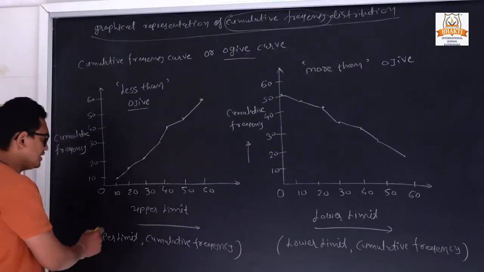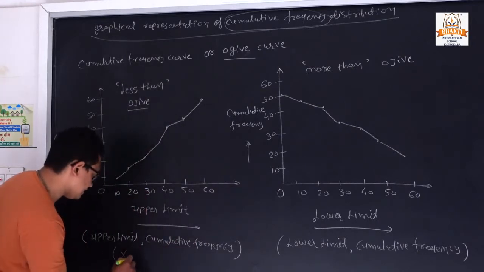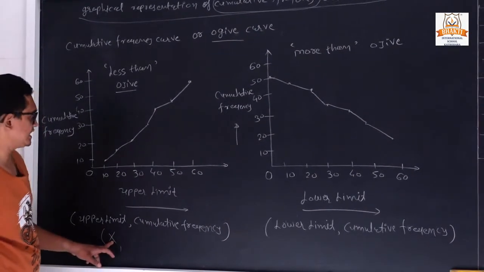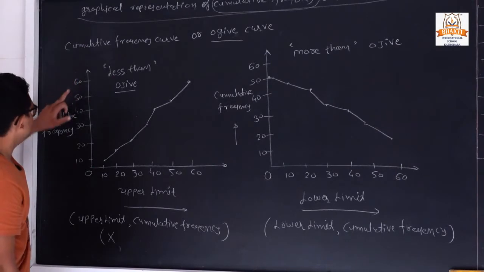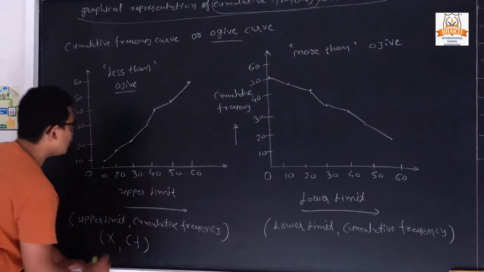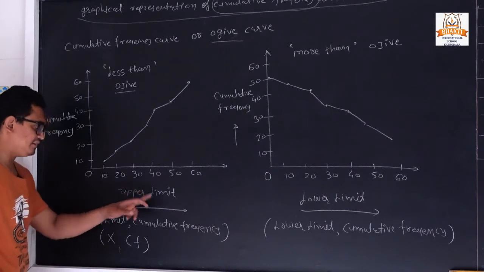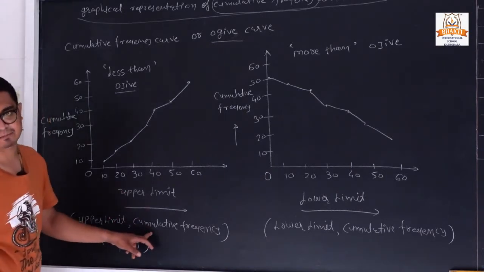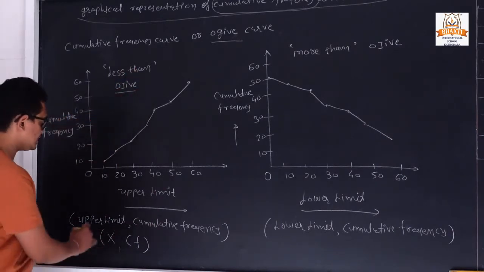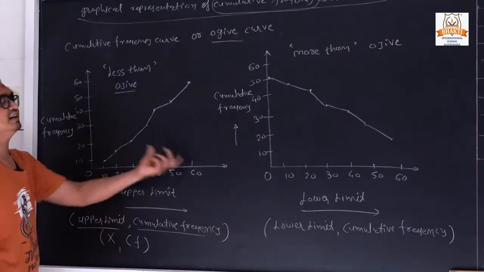Clear? So first of all, we write the upper limit on the x axis. It is our x coordinate. The upper limit is our x coordinate, and on the y axis we plot cumulative frequency, also called CF. So for the less than type ogive, we draw the graph of upper limit versus cumulative frequency. You need to remember these two things, upper limit and CF. If the upper limit and CF are given, we can easily draw that graph.